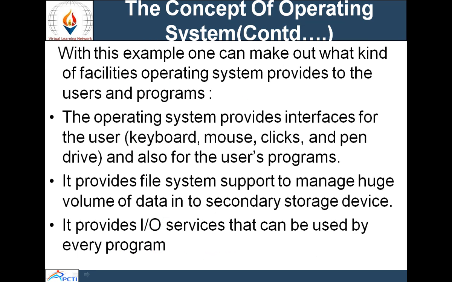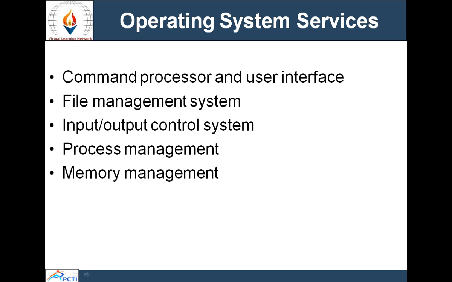With this example, one can make out what kind of facilities the operating system provides to the user and programs. The operating system provides an interface for the user and allows for the user's programs. It provides file system support to manage huge volumes of data on secondary storage devices. It provides input-output services that can be used by every program. Operating system services: command processor and user interface, file management system, input-output control system, process management, memory management.